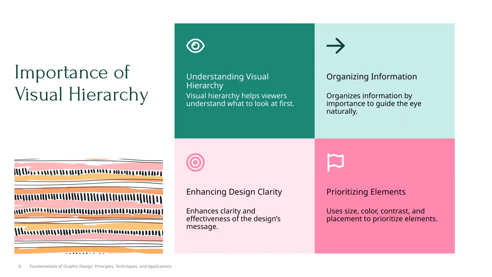It's also about organizing information in a logical way. When we arrange elements based on their importance, it helps guide the viewer's eye smoothly across the design, making it easier to understand and retain the message. So, in essence, mastering visual hierarchy is about making our designs not just attractive, but also clear and purposeful.